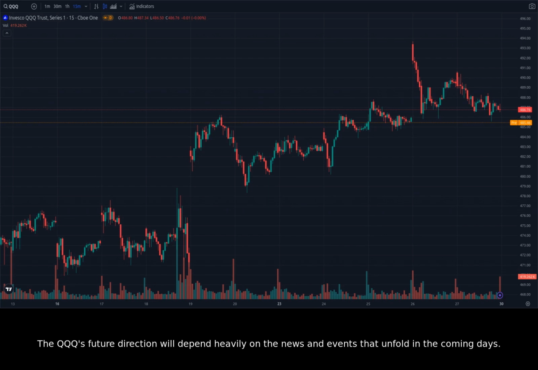The QQQ's future direction will depend heavily on the news and events that unfold in the coming days. It's important to monitor the price action closely and be prepared to adjust your trading strategy accordingly.